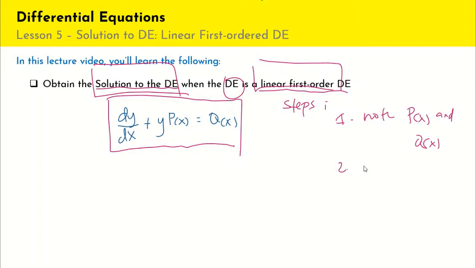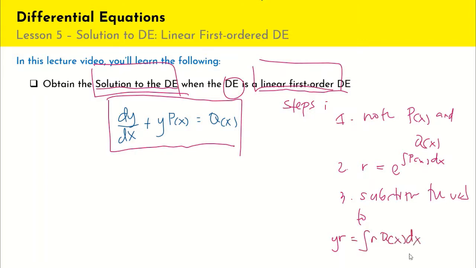Step 2 is to find the r, where r is equivalent to e raised to the integral of P of x dx, and then Step 3, substitute the values to y r equals the integral of r Q of x dx. So you only have 3 steps. First is to take note of the value of P of x and Q of x, and then find the value of r, which is equivalent to e raised to the integral of the P function of x dx, and then substitute this to this equation. Okay? That's how simple it is.